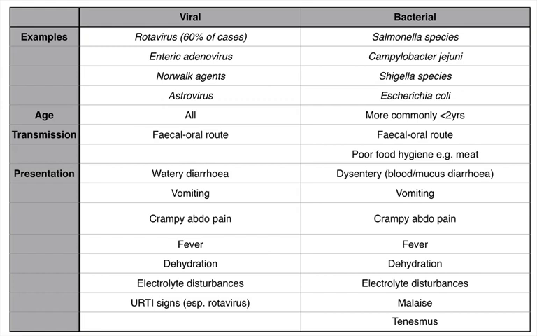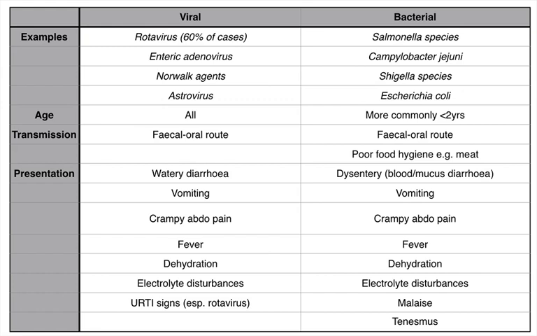Bacterial causes are such as Salmonella, Campylobacter, Shigella, and E. coli. Both viral and bacterial can affect children at any age, but bacterial do commonly occur in children less than 2 years old. They both transmit through the fecal-oral route, but also bacterial can be caught from poorly prepared meat.